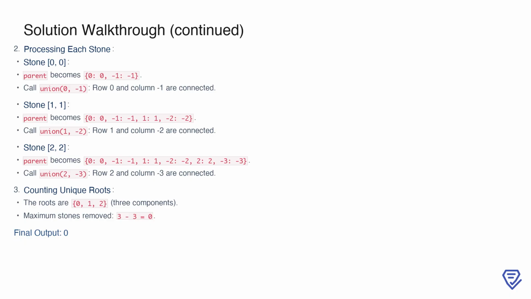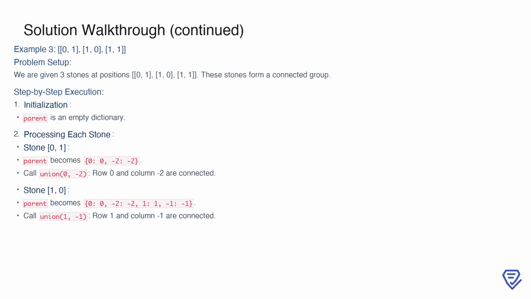At this point, each stone has its own distinct connected component because no row or column is shared between any 2 stones. To count the number of unique connected components, we use the find function, which identifies 3 distinct roots, 0, 1, and 2.